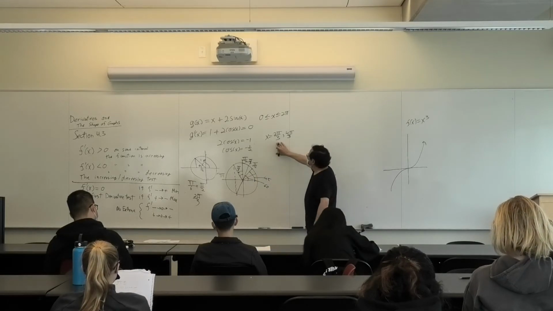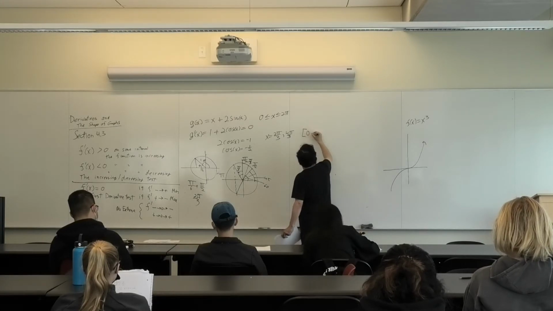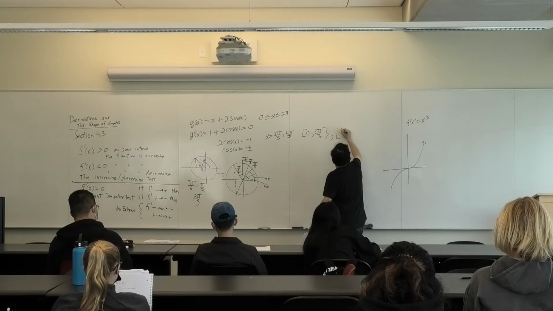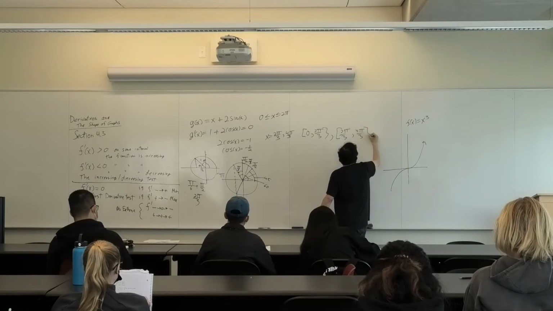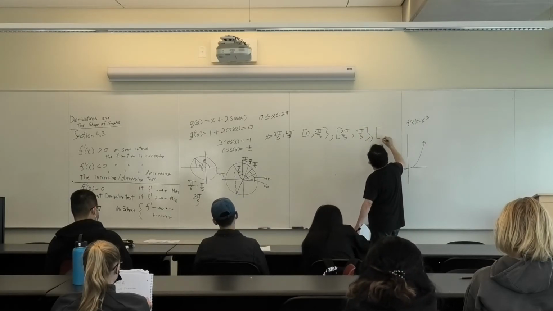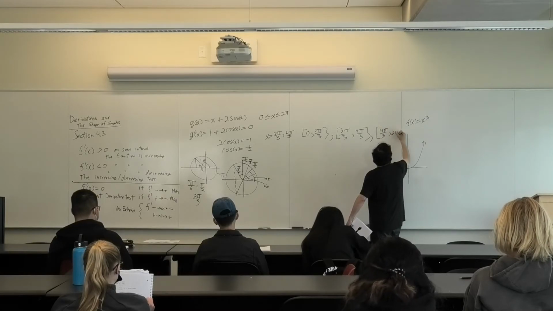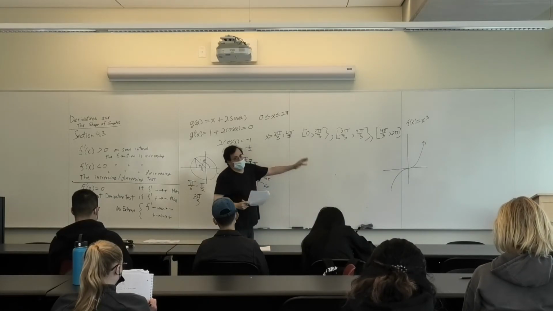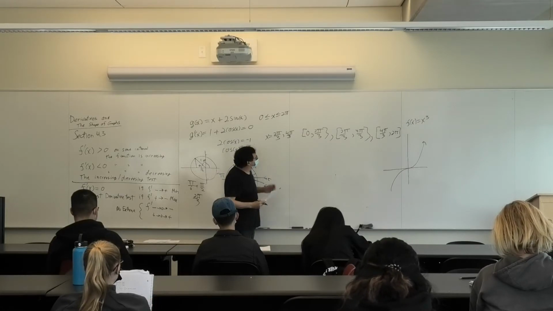Okay, so we found the derivative is 0 at these locations. So we have from 0 to 2 pi over 3, 2 pi over 3 to 4 pi over 3, and this interval, 4 pi over 3 to 2 pi. So we want to know what the derivative is doing in each of these regions.